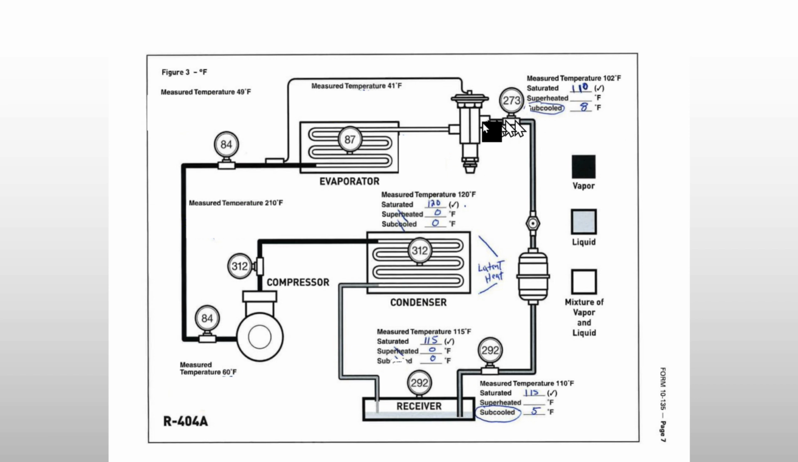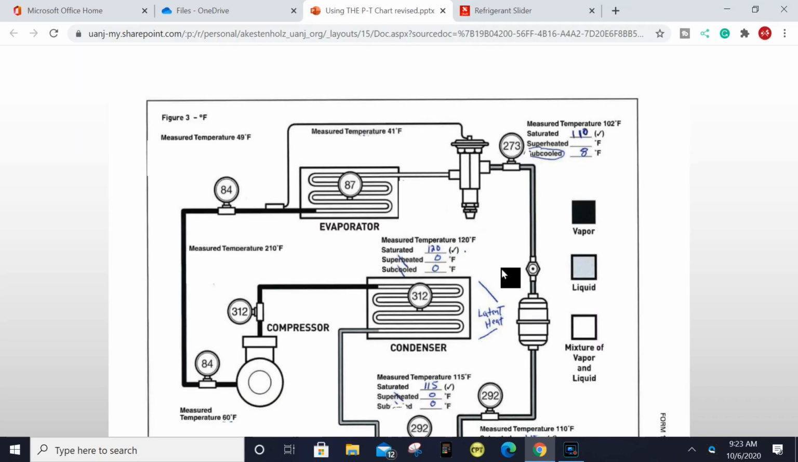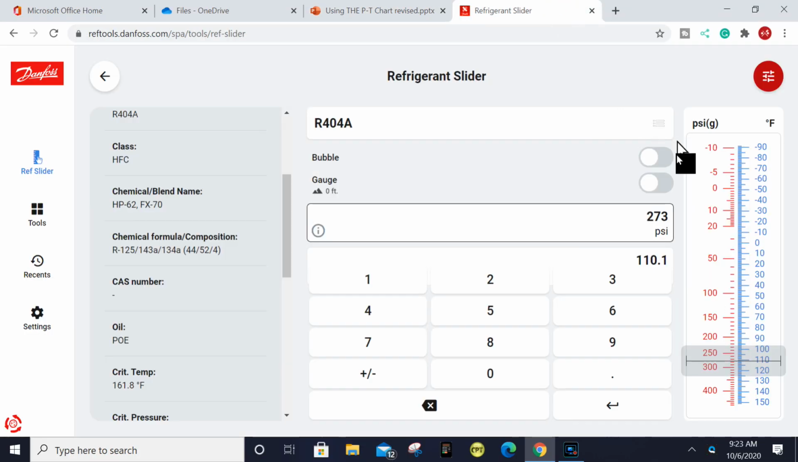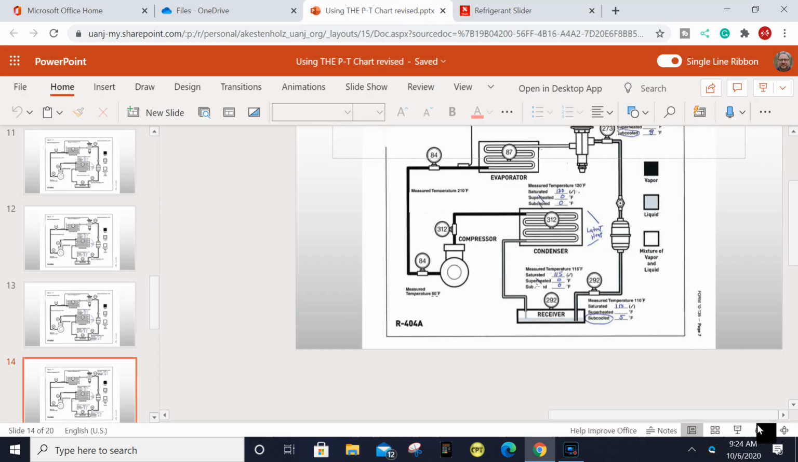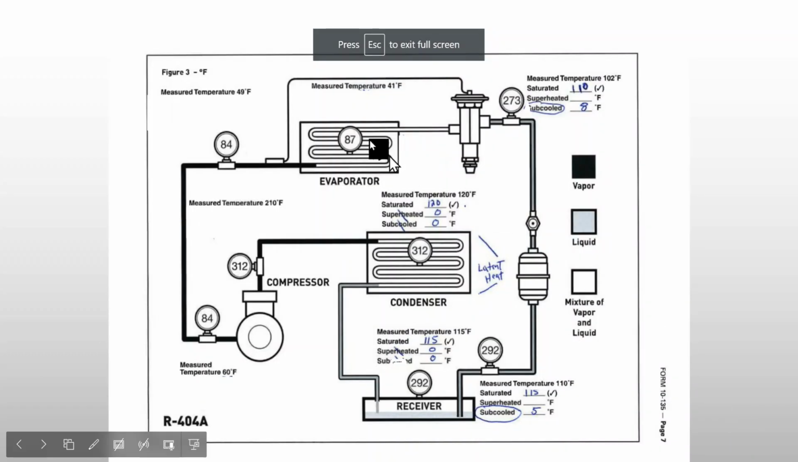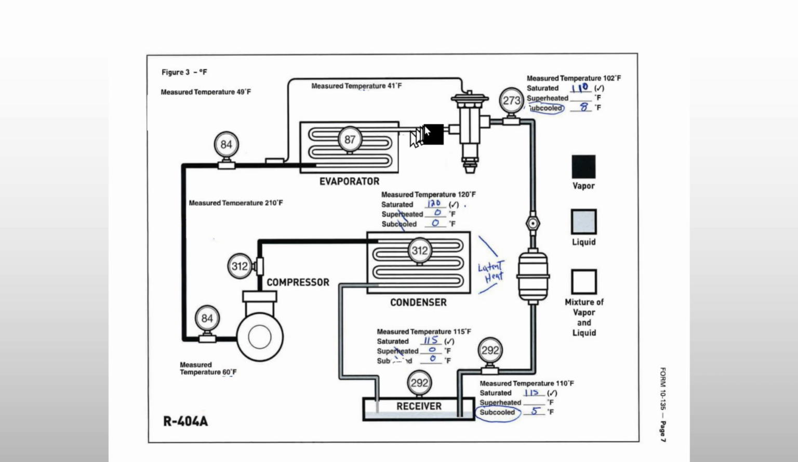Now we go into the evaporator. The evaporator is 87 pounds. So we're going to convert 87 pounds with the refrigerant slider app here. We're going to go PSI to temperature. And it equals 40 degrees, 40.6. So we'll go back to the PowerPoint. 87 converted to temperature. And at this point, we're starting to flash off.